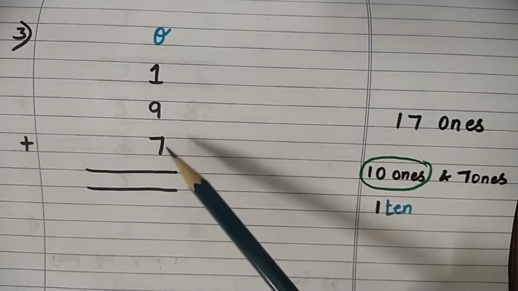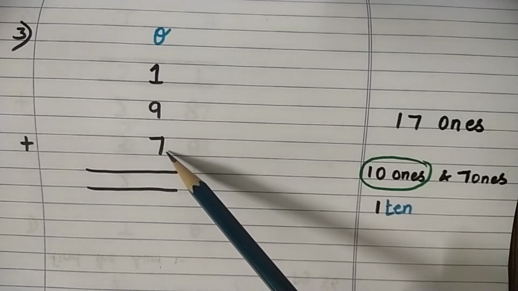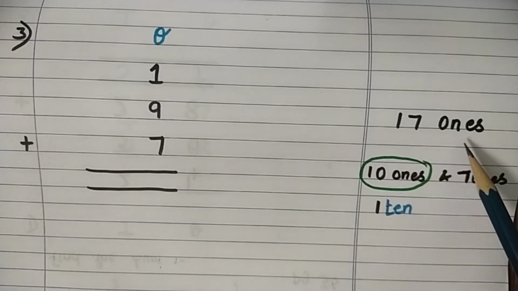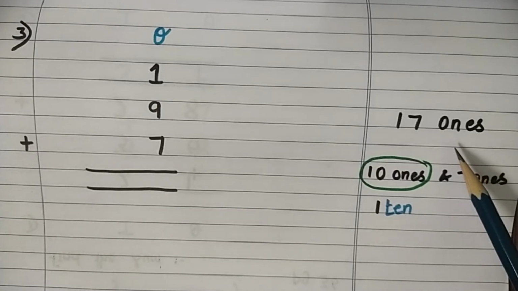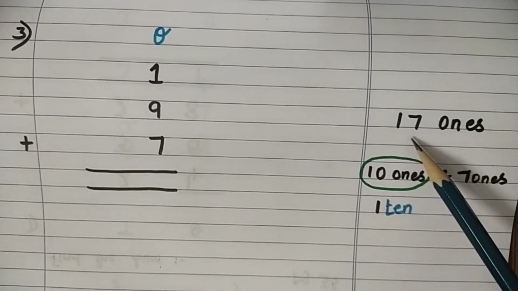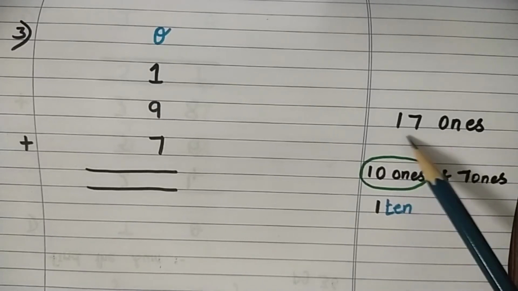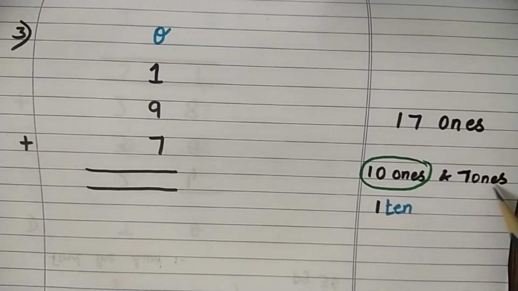So if you add the third number to the 10, you get 10 plus 7, which gives 17. So we got 17 ones. 17 ones is a 2-digit number, so we need to regroup. In 17 ones, when you regroup, first take the 10 ones out. When you take the 10 ones from 17 ones, the remaining will be 7 ones.